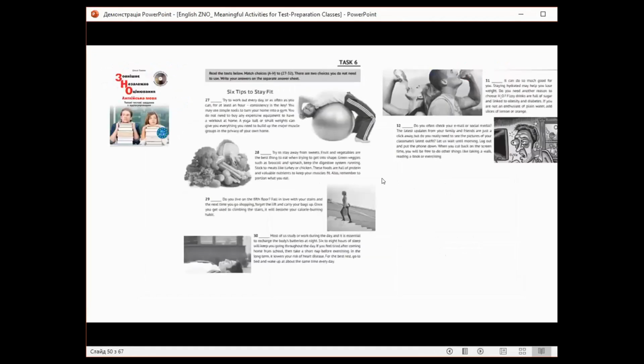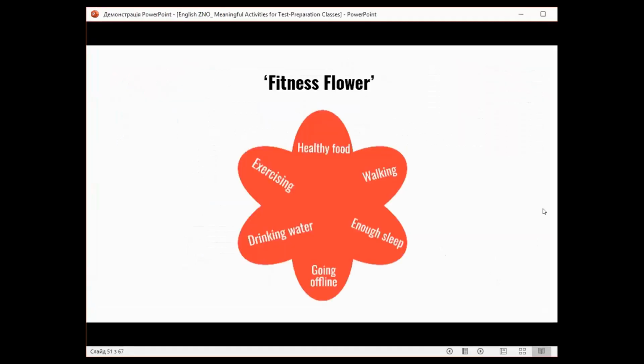Now talking about fitness. So your students do this task on fitness. Here it talks about different aspects of staying fit. And then on the board, for example, or on the interactive board if you are working online, you draw this flower with these 6 aspects and you ask your students to share what kind of problems with fitness do you experience right now? What would you like to improve?